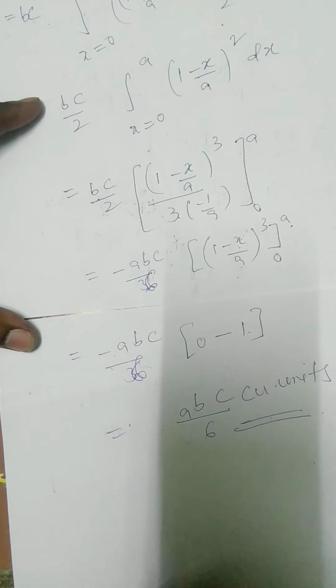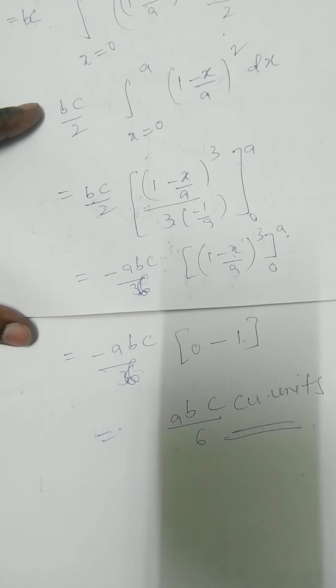is the required volume of the tetrahedron bounded by the coordinate planes and the plane x by a plus y by b plus z by c equals 1.